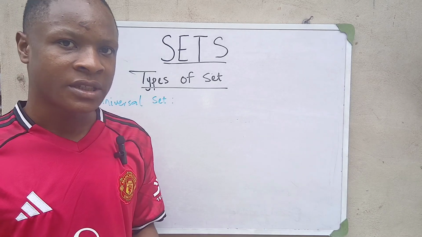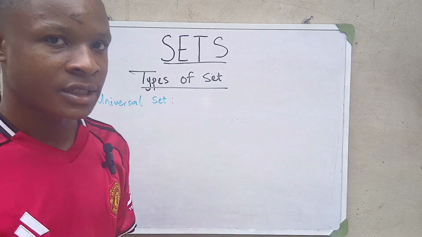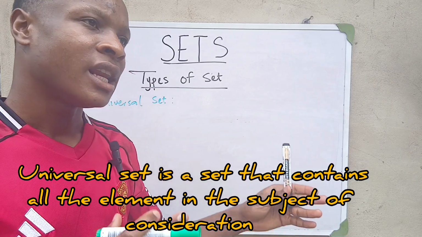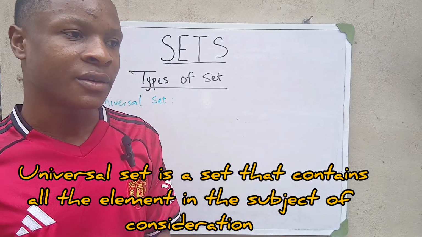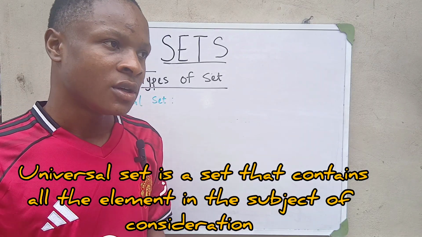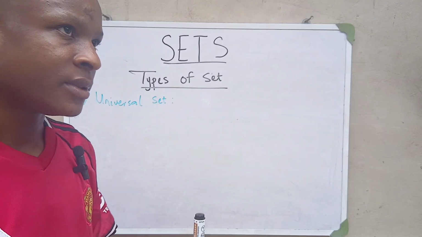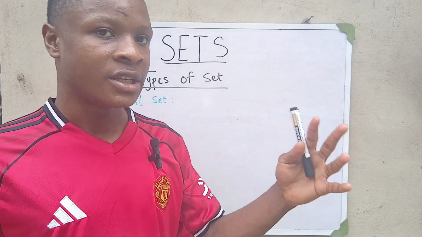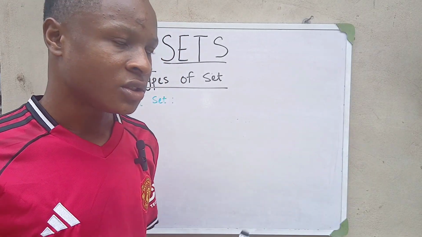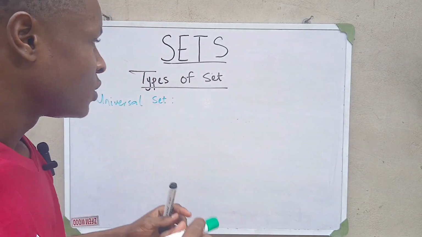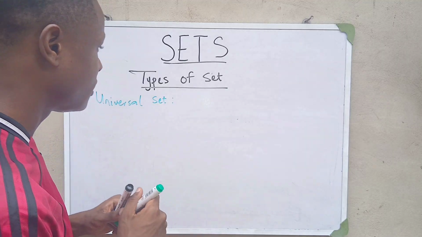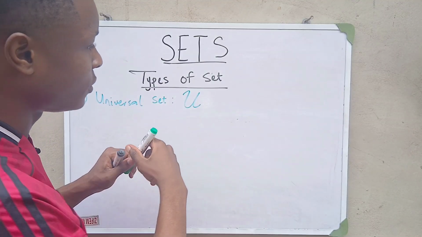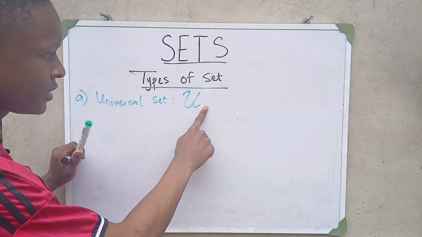So the first type of set I'm going to be giving you is called the universal set. So what is a universal set? A universal set is a set that contains all the elements of the subject of consideration. So let's say we are talking about the set of letters in the alphabet. The set of letters of the alphabet is a universal set because it contains all the letters of the alphabet. A universal set can be written with this symbol.